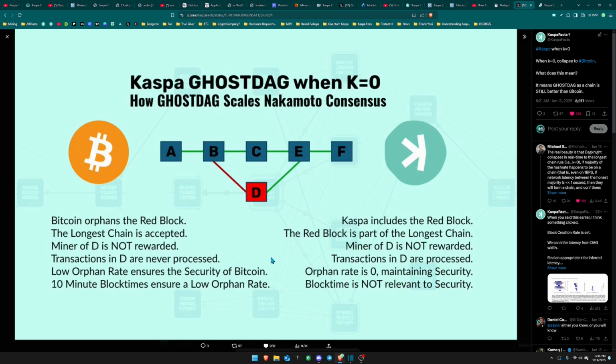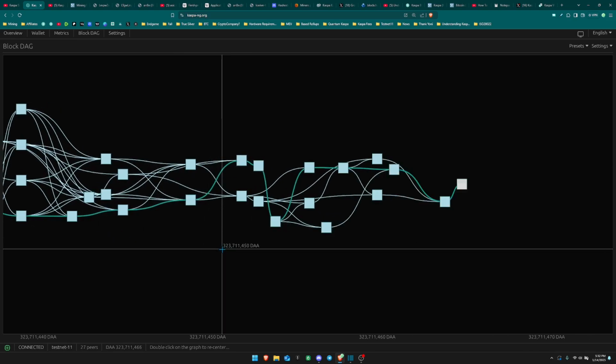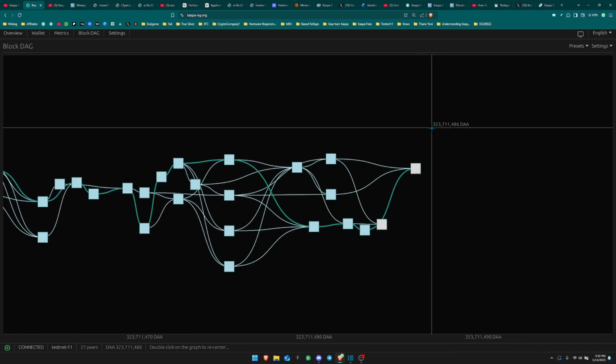And then the orphan rate within Kaspa is 0, and it is still able to maintain security, which means the block time is not relevant to security. And that's why Kaspa is able to increase its block time from 1 BPS to all the way up to 10 BPS, meaning 10 blocks per second, which is what you're seeing in this visualizer right here. And this upgrade will be coming very, very soon.